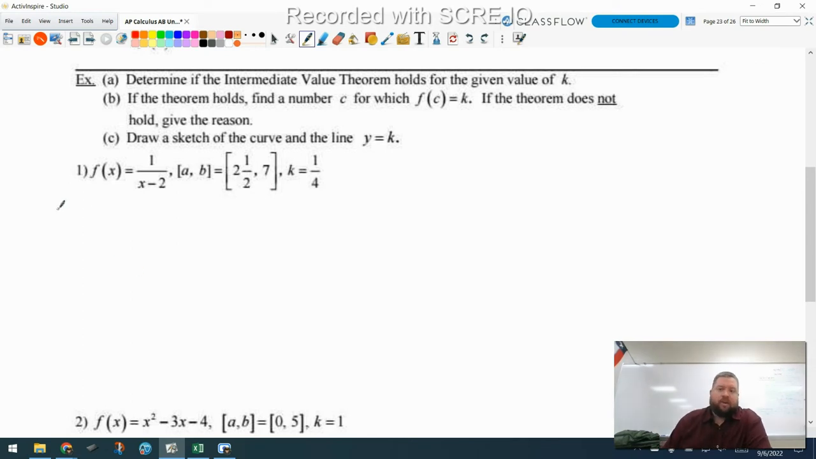Okay, so for the theorem to hold, we need to first say that f of x is continuous. Now, this function has a discontinuity. The discontinuity is located at x equals 2, because that is where a vertical asymptote is located on this graph, because that's where the denominator is equal to 0. Okay, but remember, the function only has to have continuity on the interval given. So look at the interval over here. The interval goes from 2.5 to 7. So 2 is not inside the interval. So we can say that f of x is continuous.